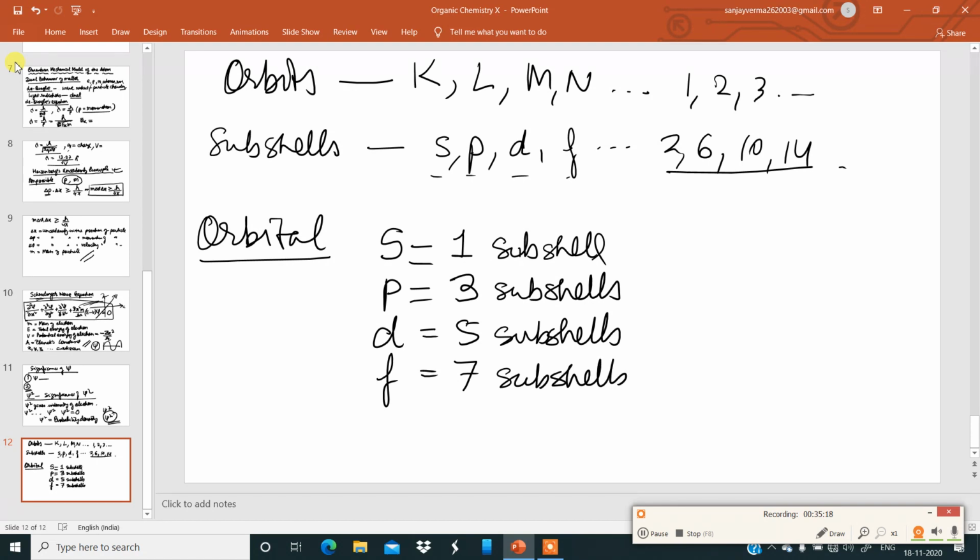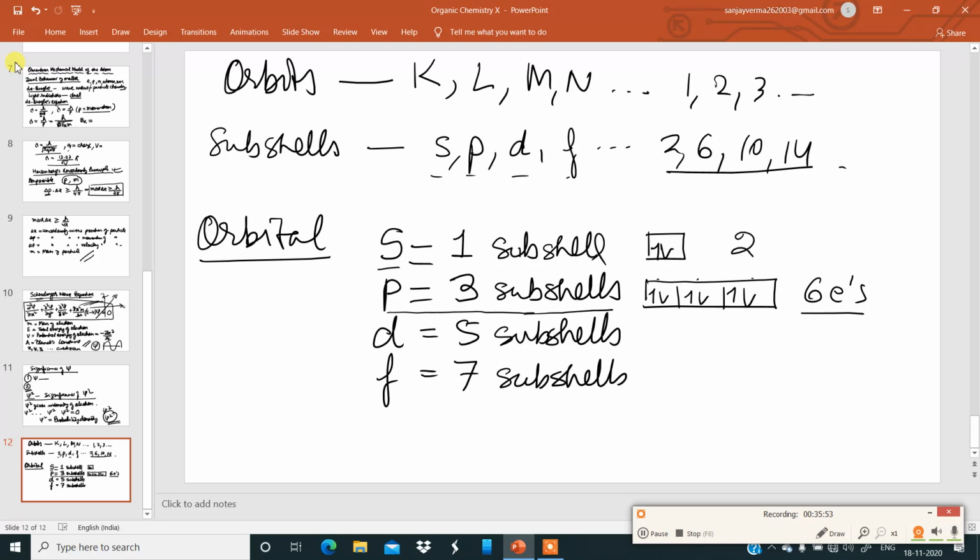So try to understand. S orbital. An orbital can accommodate how many electrons? Two electrons. See. P has three orbitals. So I'll draw three orbitals like this. 1, 2, 3. Each orbital holds two electrons like this. So there are 2, 4, 6 electrons. A p subshell can accommodate 6 electrons. S orbital can accommodate 2 electrons.